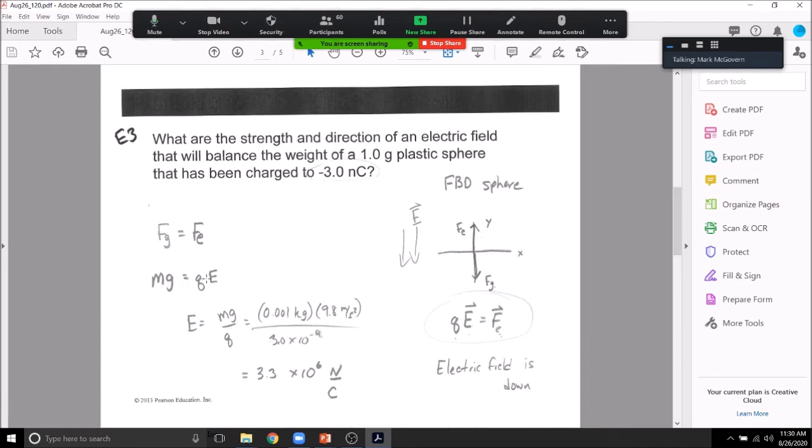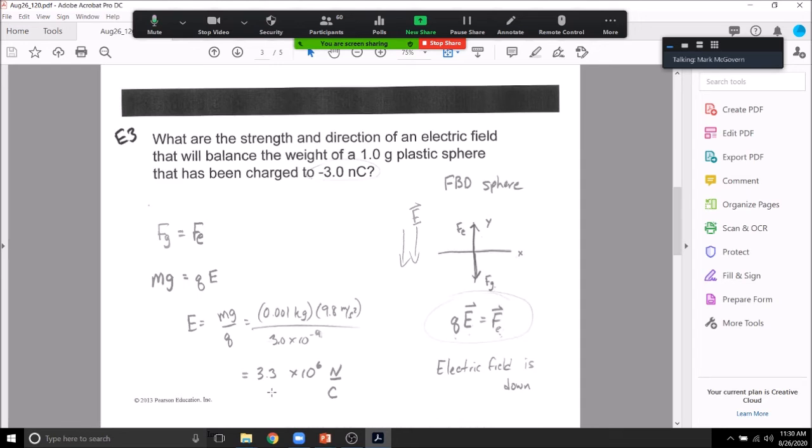mg equals QE, solve for E, capital E, mg over Q. Kilograms, got to do kilograms. 9.8, 3.0 times 10 to the minus 9. That's the nanocoulomb thing. Then you got 3.3 times 10 to the 6 newtons per coulomb.